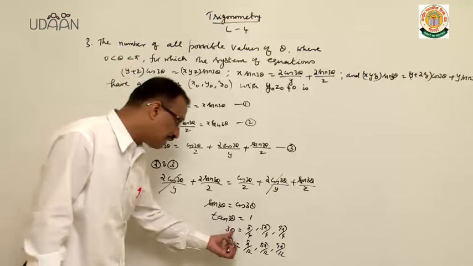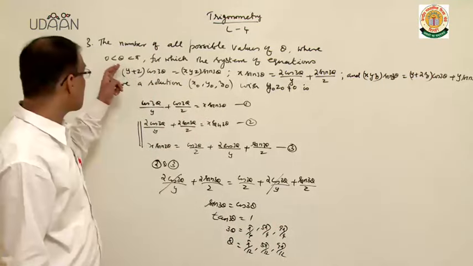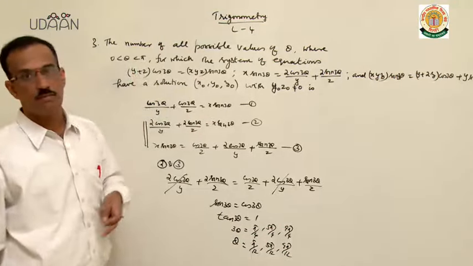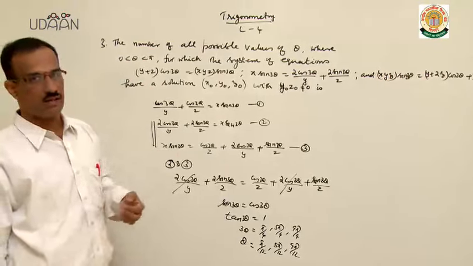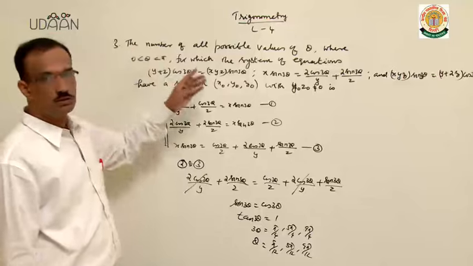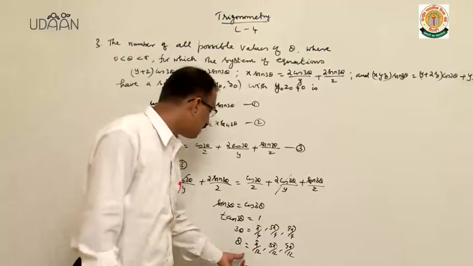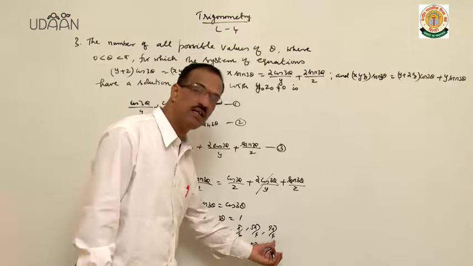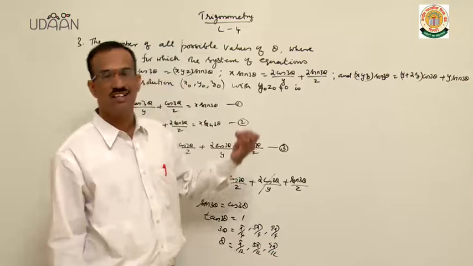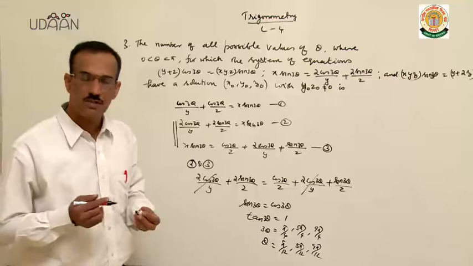So now 3 theta equal to this, but theta is lying between 0 to pi. So 0 to pi means 3 theta will lie between 0 to 3 pi. So we get the values theta equal to pi by 12, 5 pi by 12, 9 pi by 12. These are the values of theta. Understood?